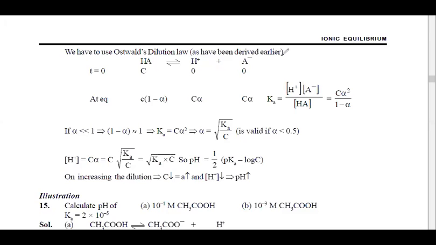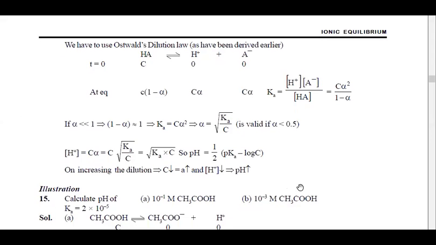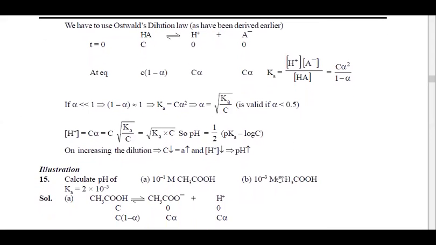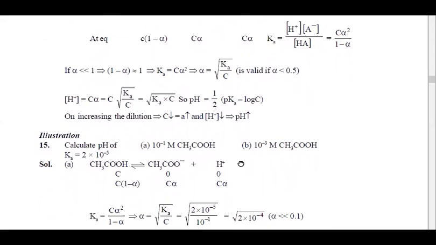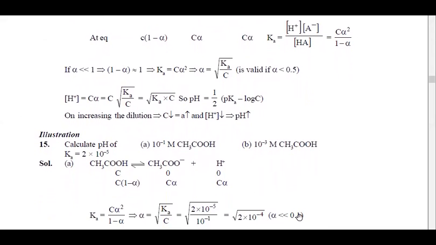Guys, please try, everyone should try. I hope all of you have tried. So the first step that you should do is directly calculate alpha. Use the formula and calculate alpha. Now, if you calculate alpha for the first case, you would get this: alpha is almost less than 0.1. Yes or no?